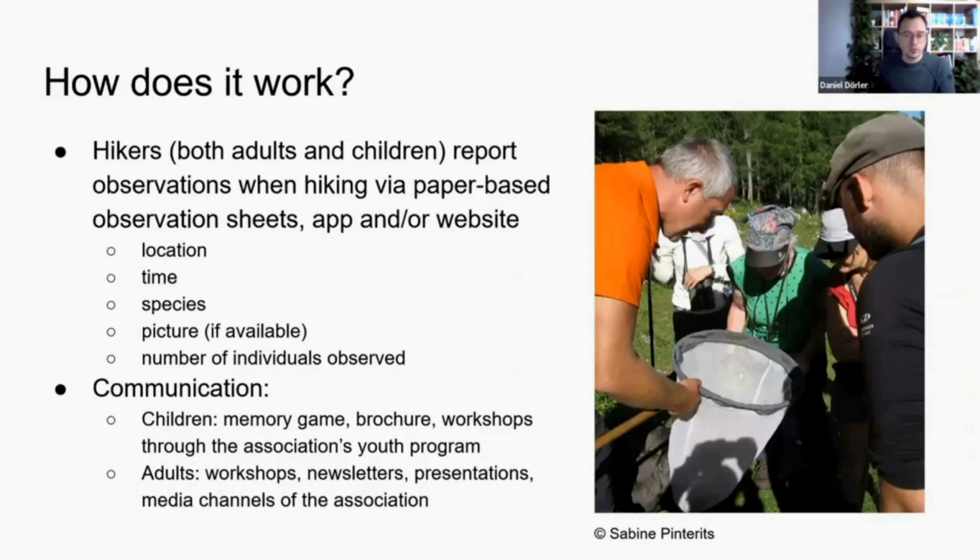So the project really has a special target group. It involves hikers, both adults and children, and they report observations of these 20 animal and plant species when hiking via paper-based observation sheets that they send to the project PI or via an app or website. So they report the location where they found the species, the time, the species itself, of course. They also upload a picture if available, especially when using the app. And they also give information about the number of individuals they observed.